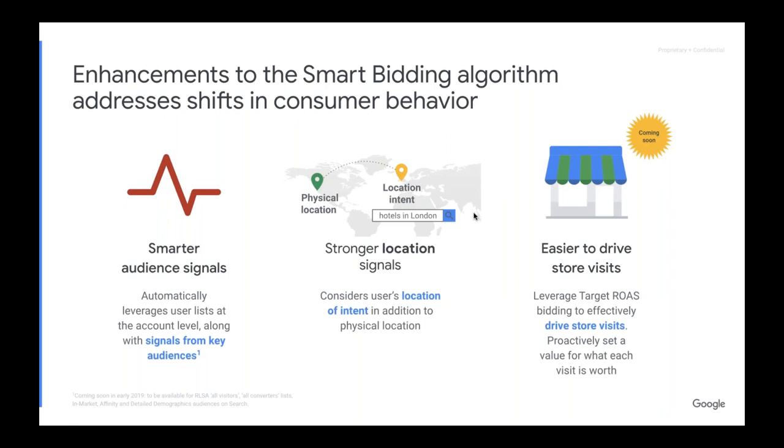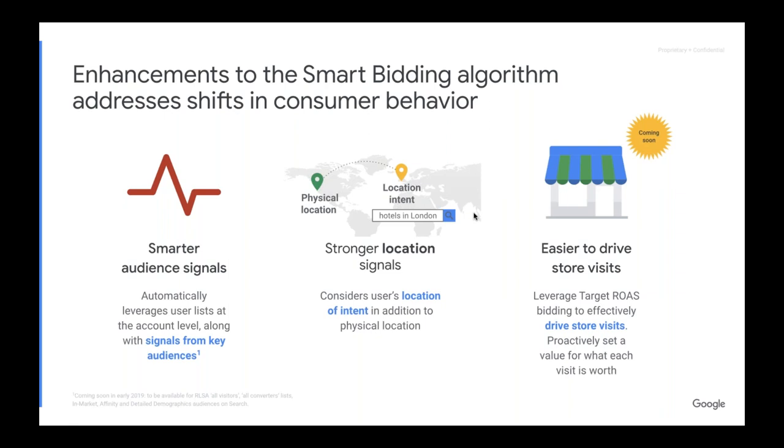So here are some of the major updates. The first, as I just said, involves smarter audience signals. So the smart bidding algorithm today incorporates automatically your RLSA, all visitors and all converters lists at account level, along with signals from affinity, detailed demographics, and in-market audiences. So by leveraging audience lists at account level, our algorithms will automatically incorporate these rich user signals into any campaign running on smart bidding. And therefore, it automatically adjusts bids for your key audiences.